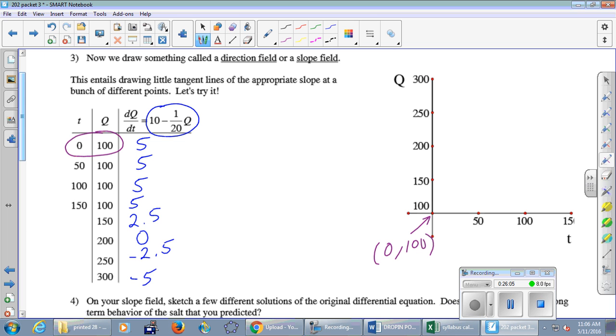The reason we're drawing a little tiny line segment whose slope is 5 is that the differential equation says dq/dt equals, and dq/dt we know is slope, right? So all we know is that at the point 0, 100, the q function, which we're thinking about, has a slope of 5. And so you're just going to draw a fairly steep uphill line segment at that point right there. And then at the point 50, 100, it's also a slope of 5. So the point 50, 100, you go find it. Another slope of 5, so parallel to the one that we first drew. And the same thing at 100, 100, and 150, 100.